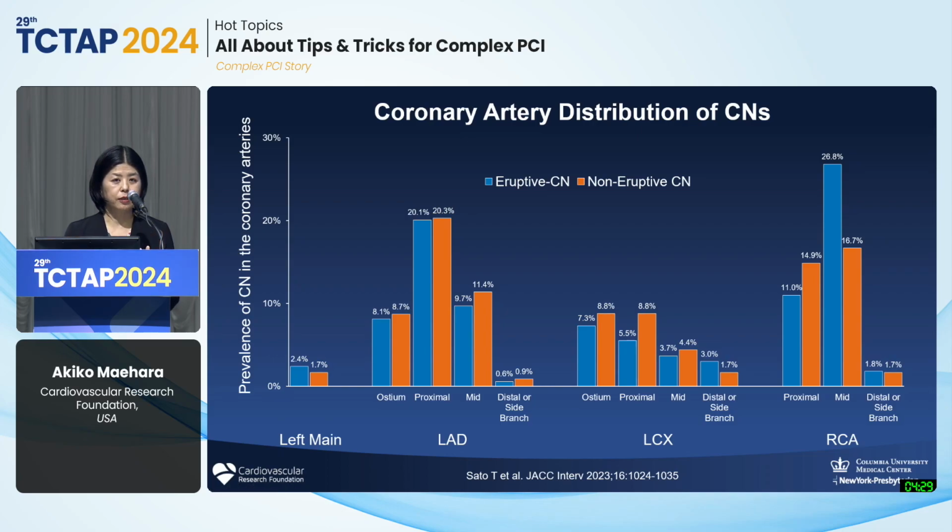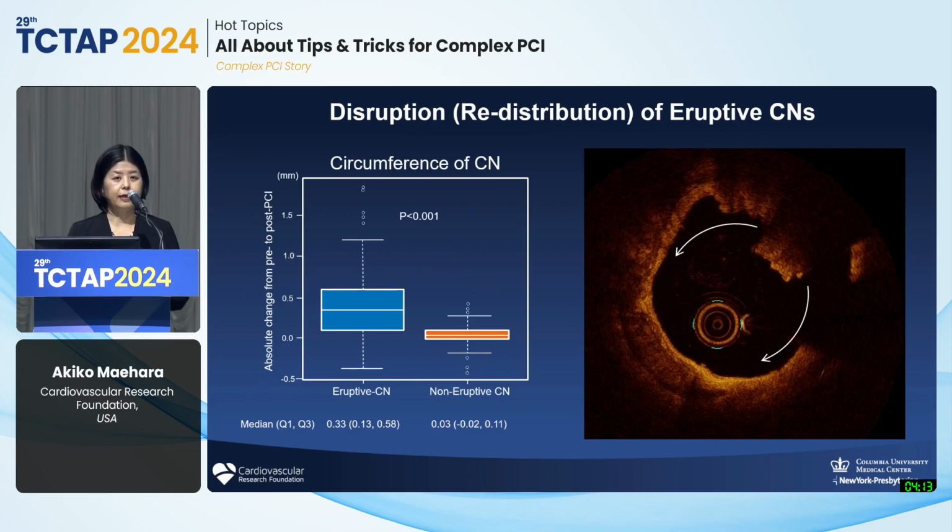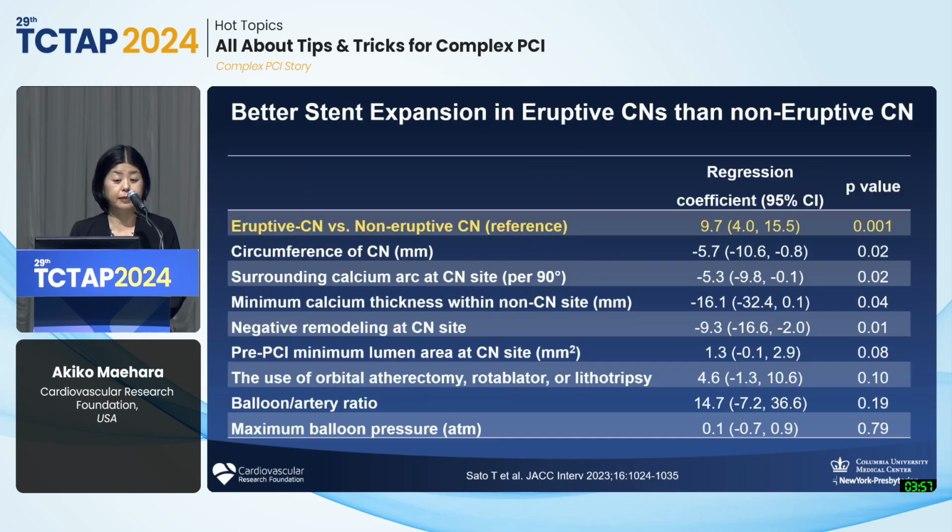What is the distribution? Calcified nodule is most frequent in the proximal LAD or mid-right. But the eruptive one is more frequent in the mid-right coronary artery because the hinge motion is greater compared to the other segments. And interestingly, as I said, the eruptive calcified nodule shows redistribution of the calcified nodule when we compare the pre and post in terms of the surface arc. And it looks like, obviously, there is reprotrusion, redistribution on the surface. That seems to be the mechanism of the stent expansion.